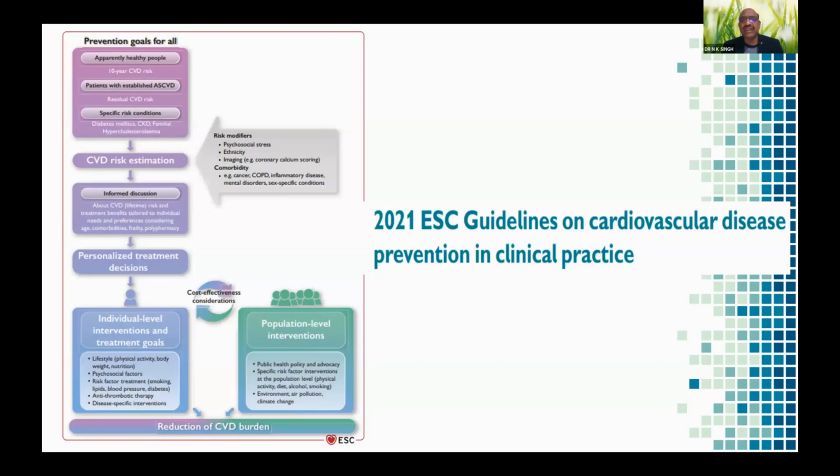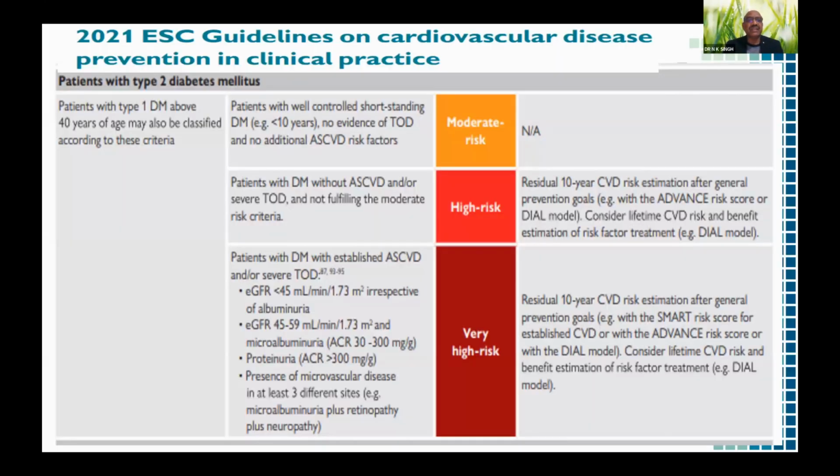And we have lots of guidelines. Basically, the ESC, the European Society of Cardiology guidelines, are very important. They say how to go about it if the patient has moderate risk, high risk, or very high risk. So this slide is quite important. Your patient has moderate risk if it is a well-controlled, short-standing, less than 10 years of diabetes, there is no evidence of target organ damage and no additional atherosclerotic cardiovascular disease risk factors. So this is the moderate risk case.